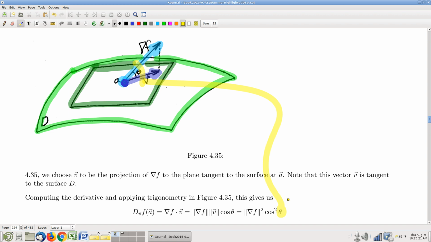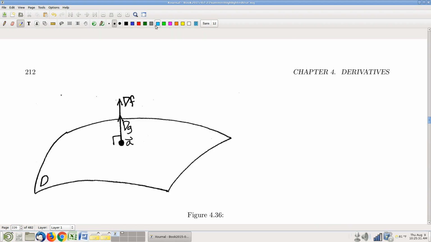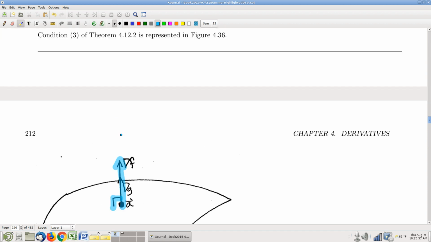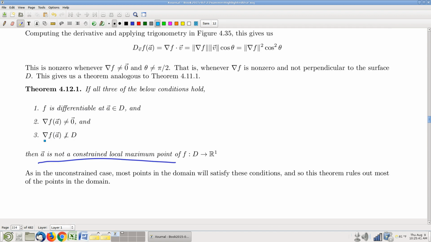So if this angle here were a right angle, we would have this picture where the gradient of f is perpendicular to the surface. So I need the gradient of f not perpendicular to the surface in order for my process of elimination to work.